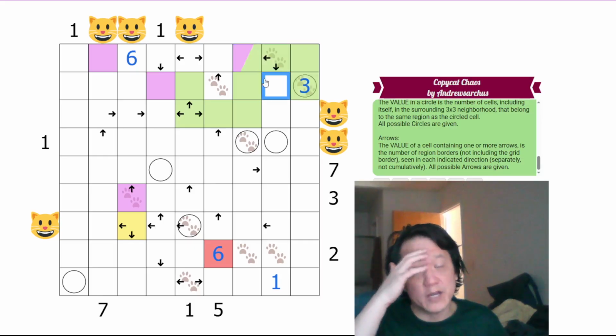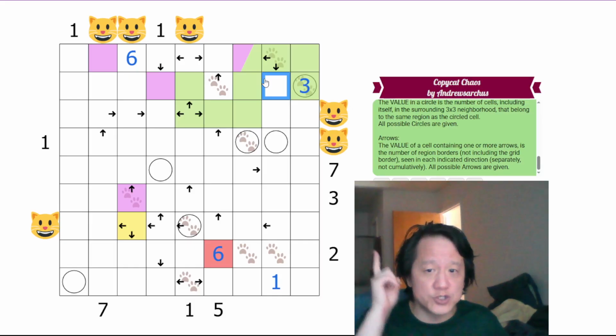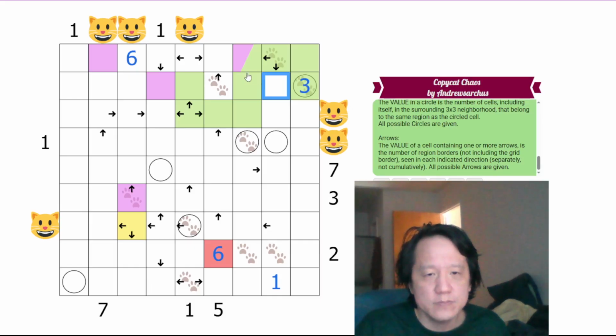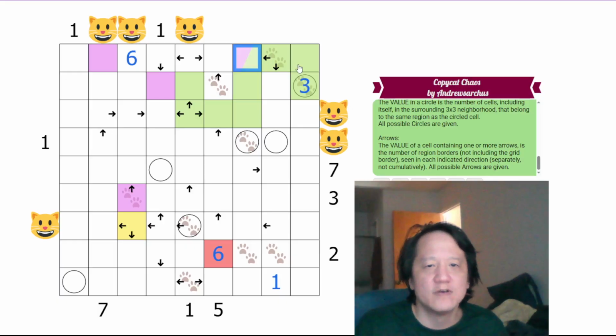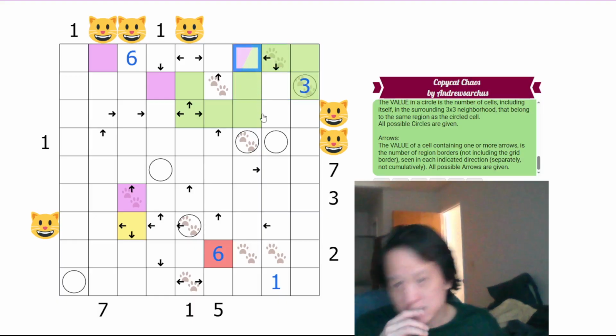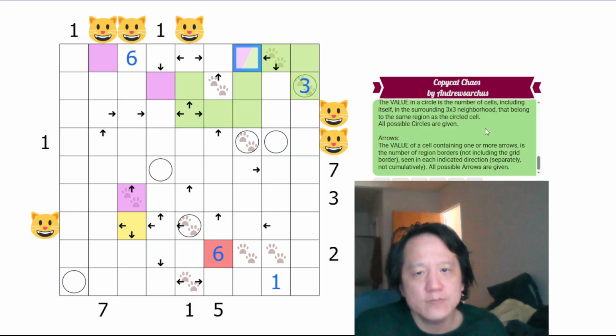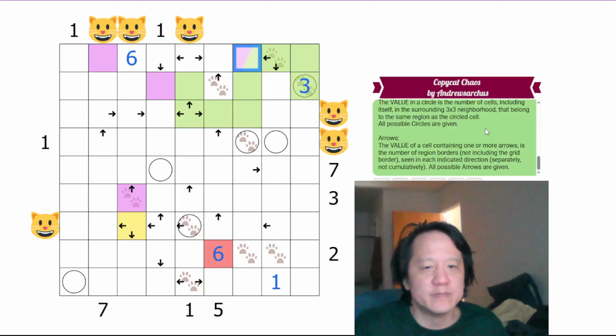And also, we have a negative constraint here. All possible circles are given. So, for example, this could not be a 3 because we have 3 cells in the 3x3 area surrounding the cell which are in the same region. This is the same with this. This cannot be 5 here because we have 5 cells that are part of the same region, etc. So keep that negative constraint in mind.